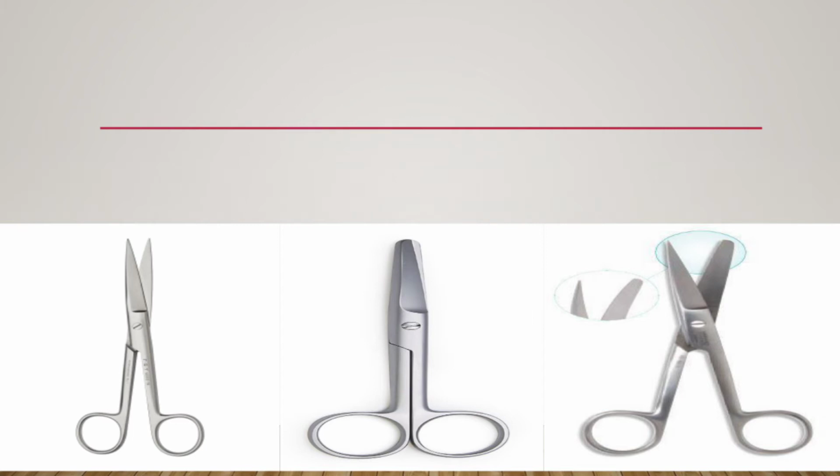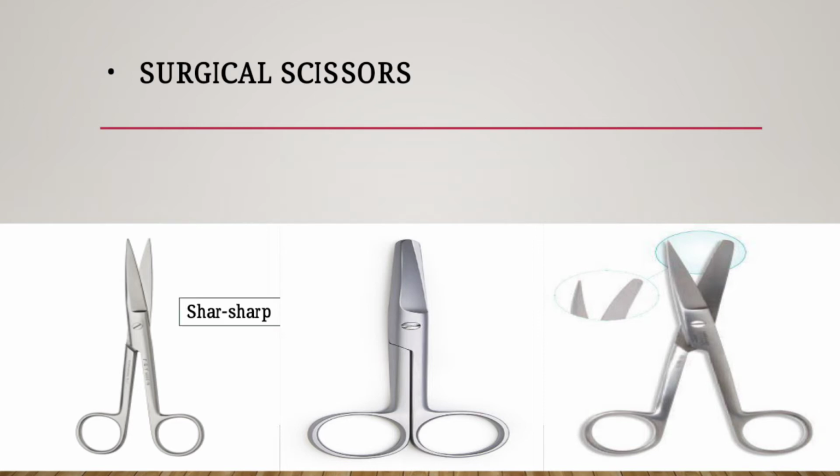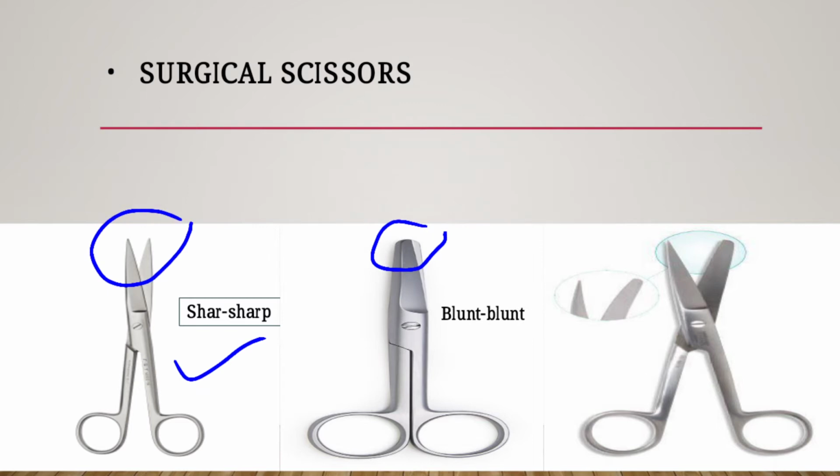Another instrument is surgical scissors. Surgical scissors are primarily cutting instruments. There are various types, mainly 3 types. Number 1 is sharp scissors, in which the points are sharp. Another one is blunt, in which the points are blunt. And the third one is sharp-blunt scissors, in which one end of the scissors is sharp and the other is blunt. These surgical scissors may be curved or straight.